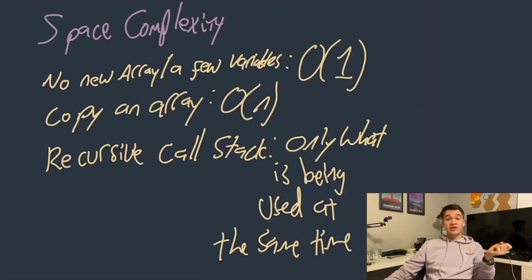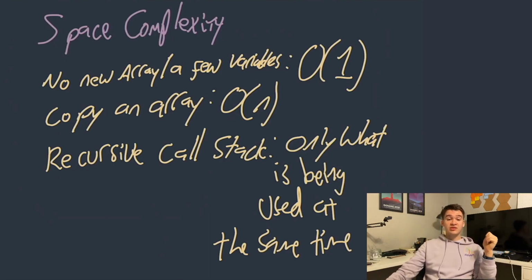So for something like this, when you are not allocating a new array or doing anything like that, or you're just keeping track of a few static constant number of variables, like for example, if you're finding the maximum value in an array, your space complexity is just going to be O of 1 because the amount of memory you use is constant regardless of what your input size is. So then if you're doing something like copying an array, then you're going to have a big O of n because your amount of memory used is going to grow linearly with your actual input size.